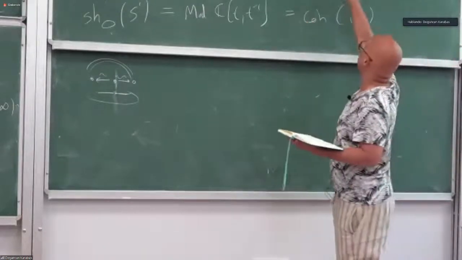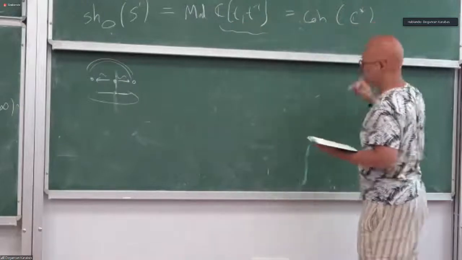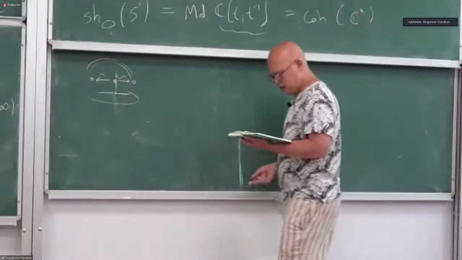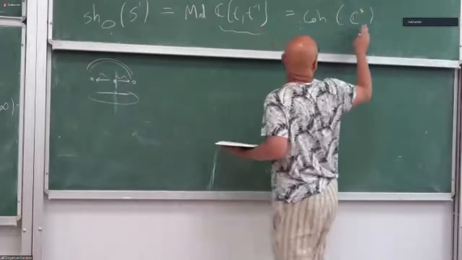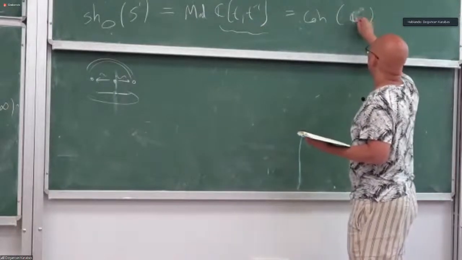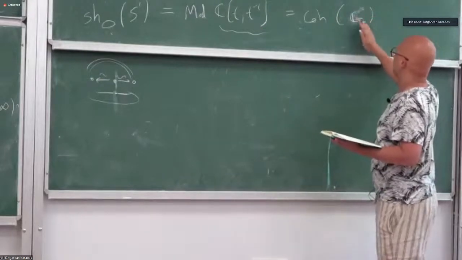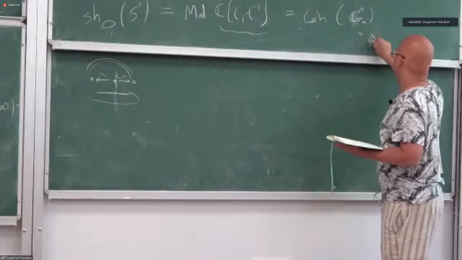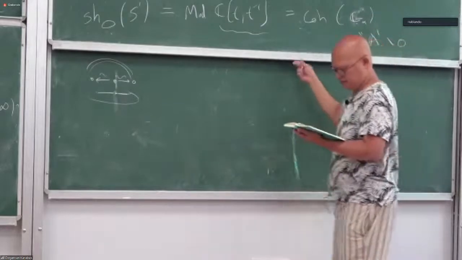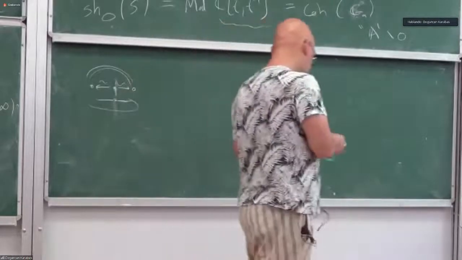This last equality, in case you're confused, is because this is the ring of functions on C star. This is A1 minus 0. Okay. So good.